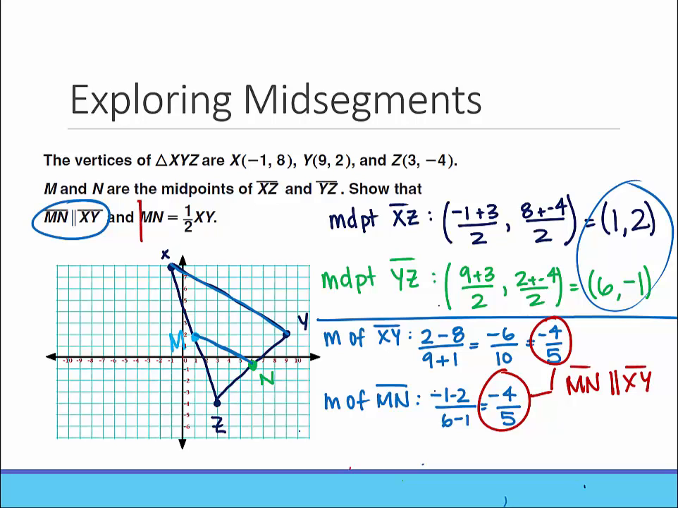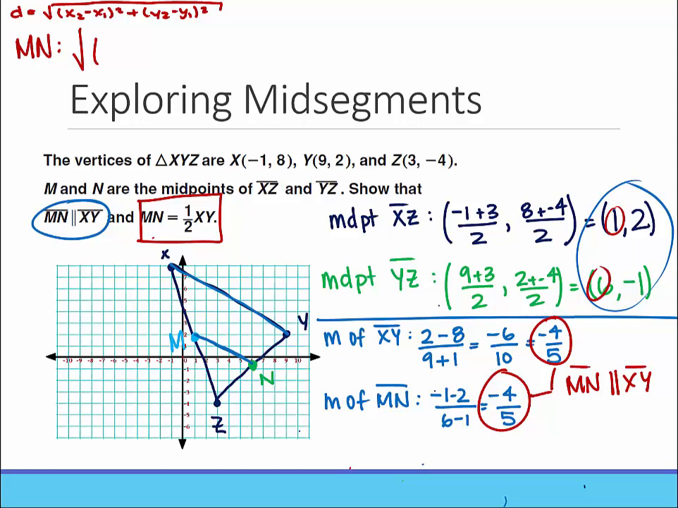The other thing we have to show is that this distance here, MN, is 1/2 of XY. So we need to think back to the distance formula. I know it's been a really long time since we've done this one, but the distance formula is the square root of x2 minus x1 squared plus y2 minus y1 squared, and you take the square root of that whole thing. So let's find the distance of MN first. We take our x's, so here and here, 6 minus 1, and we're going to square it, plus our y's, we're going to square it.